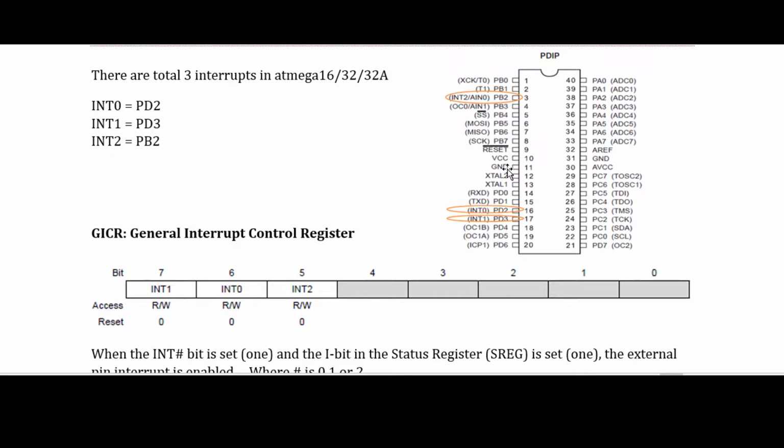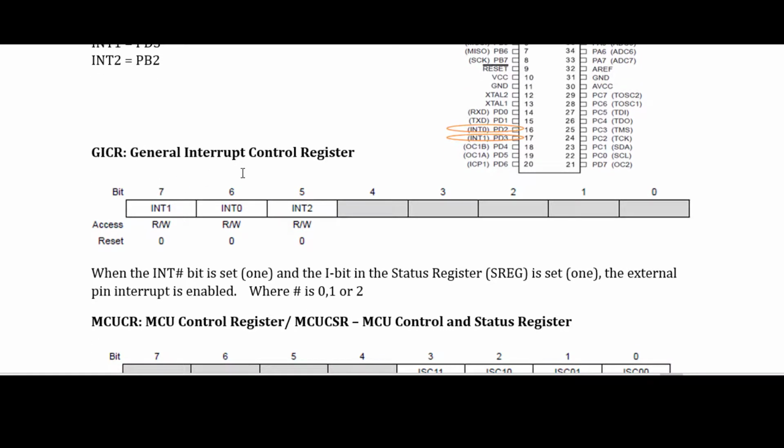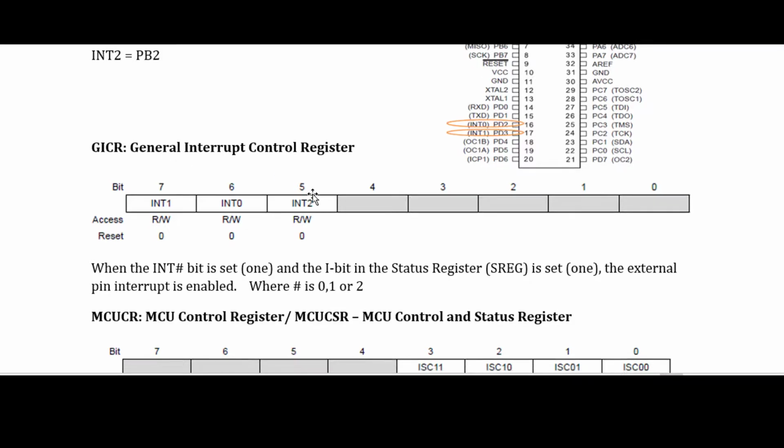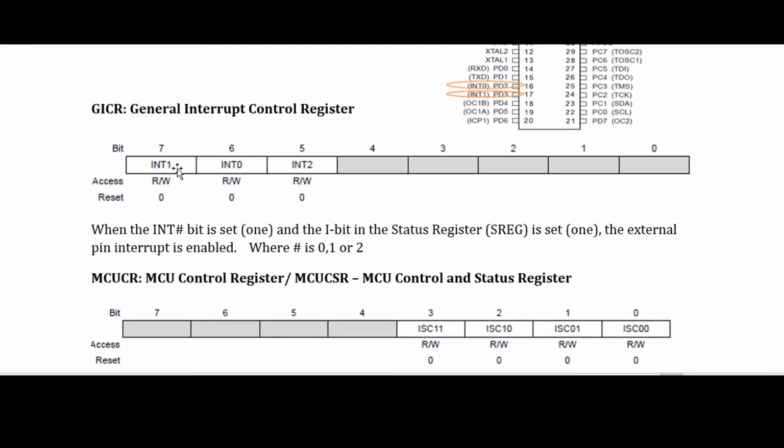To control the interrupt, we need first to enable the interrupt in the status register. Then we need to decide which interrupt we are going to use. According to which interrupt we are going to use, we need to enable it again in the GICR. So this is the GICR. If we are going to use interrupt 0, we need to give 1 to bit 6 in register GICR.